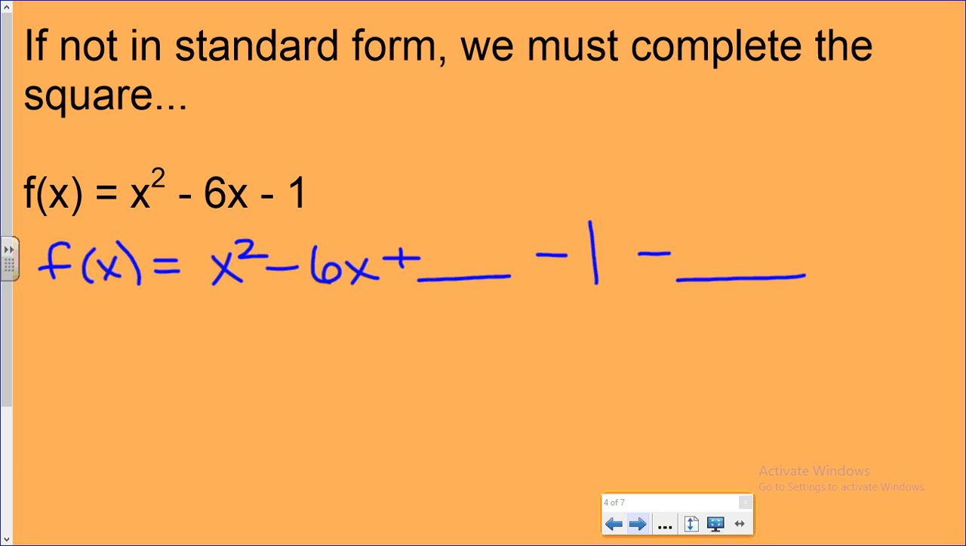Okay? So we still have x squared minus 6x minus 1, but we're going to add and subtract the same number. All right? Now, there is a method for figuring out what this mystery number is. Remember what it is? Just half it, b squared. Okay. First, you are going to take b over 2. This right here is b. All right? So what is b over 2?